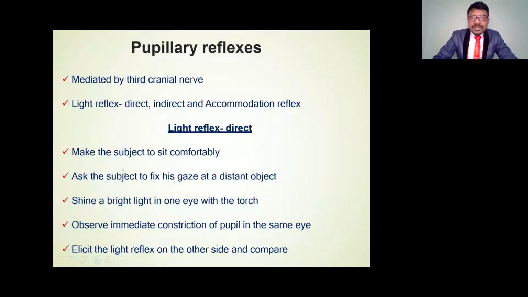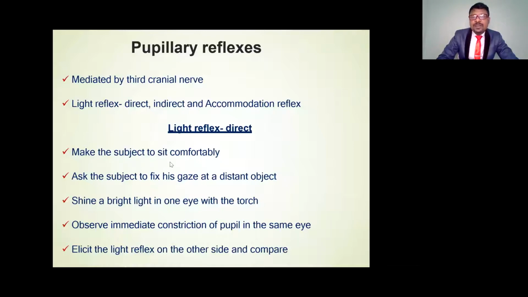This pupillary reflex is mediated by the third cranial nerve, the oculomotor nerve. The first is the olfactory nerve, the second is the optic nerve, and the third is the oculomotor nerve. The oculomotor nerve mainly supplies the eyeball muscles. Here we have to check the pupillary response: the light reflex, direct and indirect, and also the accommodation reflex. First we check the light reflex, the direct one. How do we check this direct one?